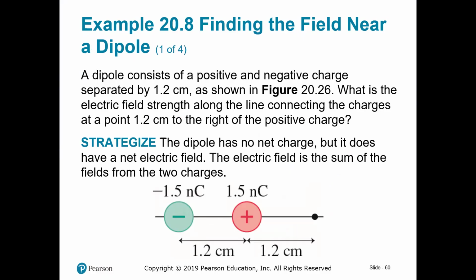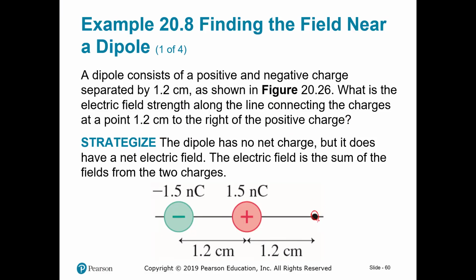So for example, you have a dipole whose charges are 1.5 nanocoulomb each, of course with a positive and a negative charge, separated by 1.2 centimeter. As shown in this figure, what is the electric field strength along the line connecting the charges at a point 1.2 centimeter to the right of the positive charge, right here?